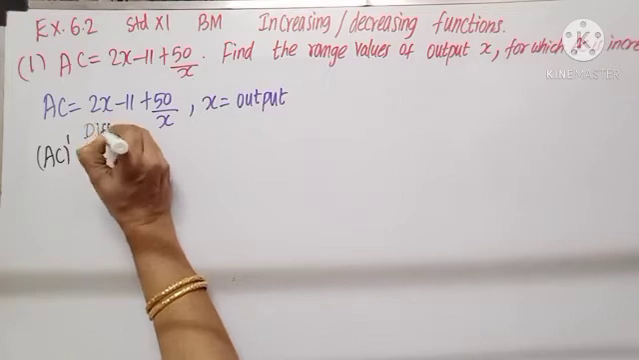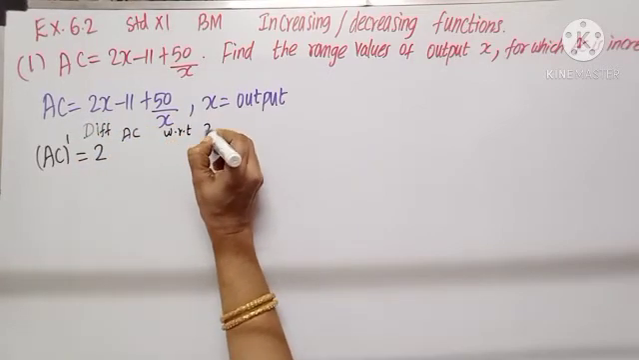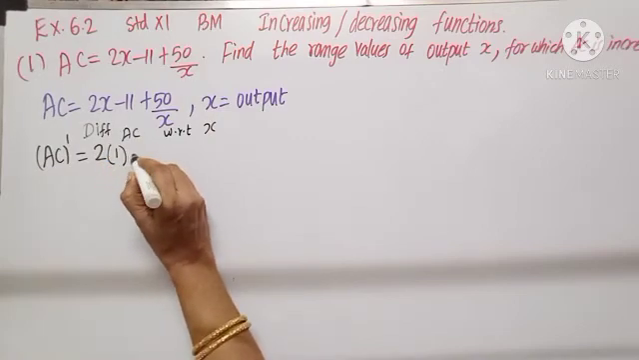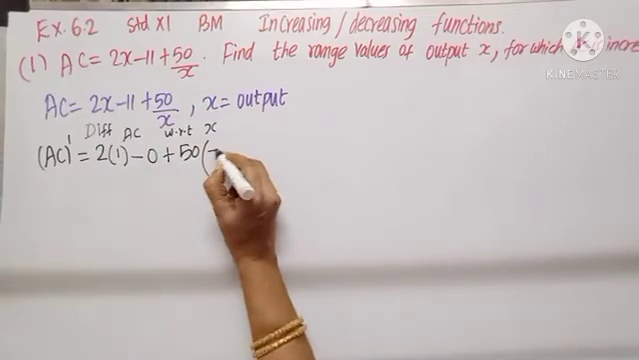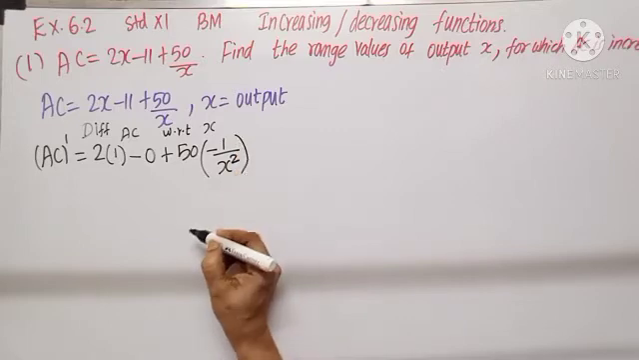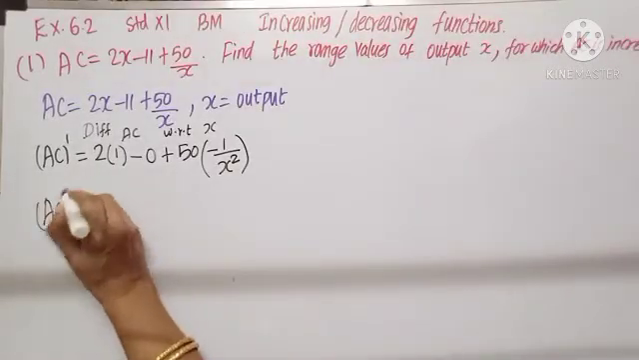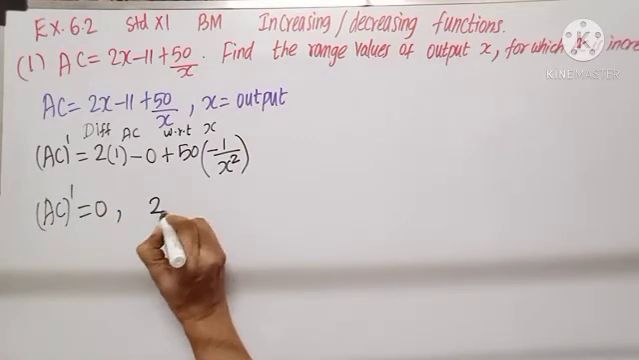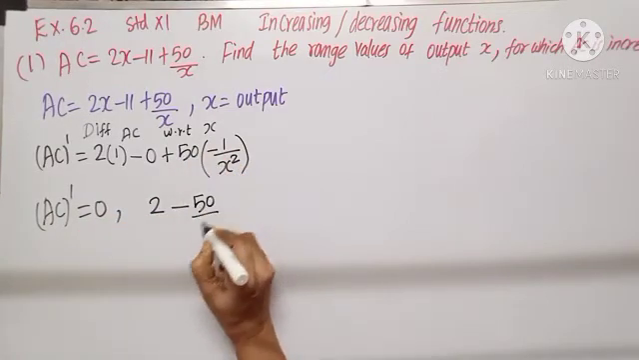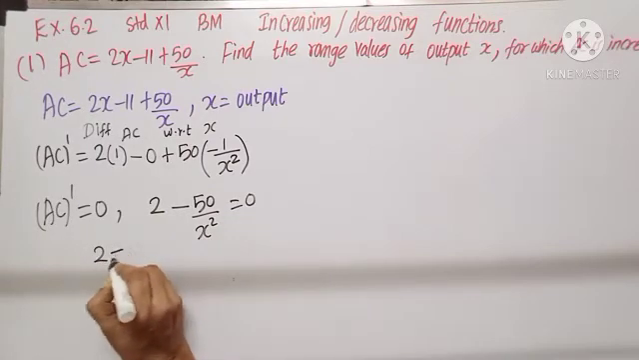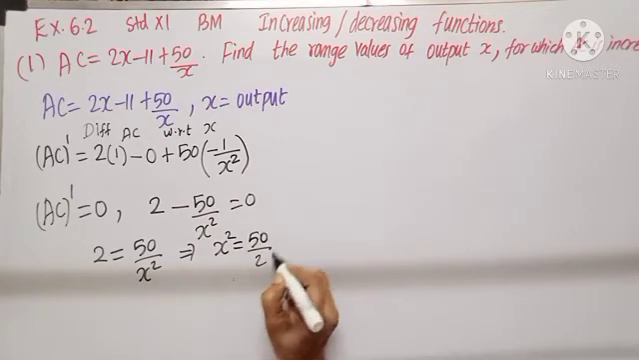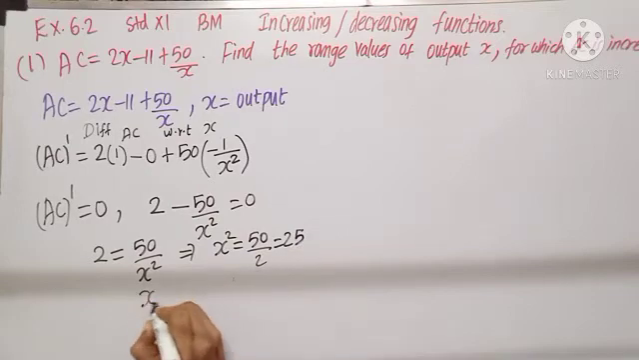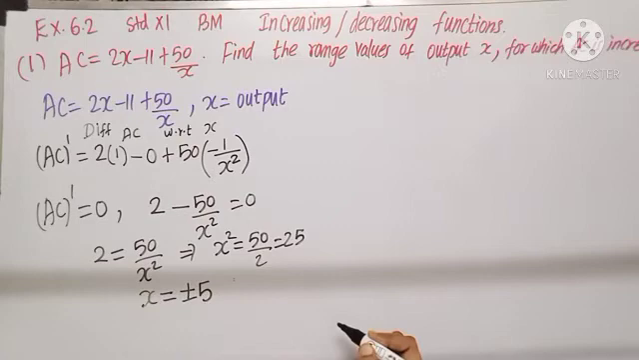Differentiating AC with respect to x: 2 into x becomes 1, minus 11 becomes 0, plus 50 into 1 by x becomes minus 1 by x squared. Let us put AC dash equal to 0, the second step. 2 minus 50 by x squared equals 0, or 2 equals 50 by x squared. x squared equals 50 by 2, that is 25. We get x equal to plus or minus 5. Mark it on the number line.